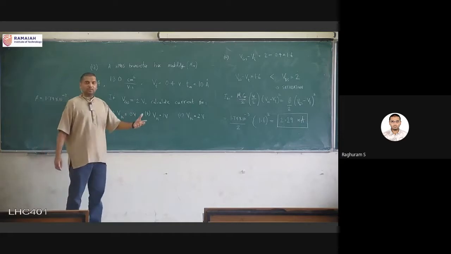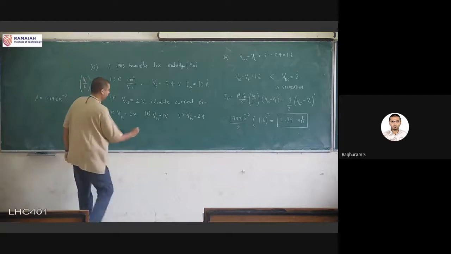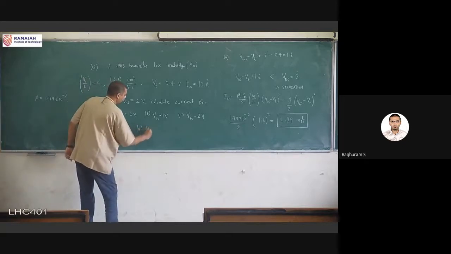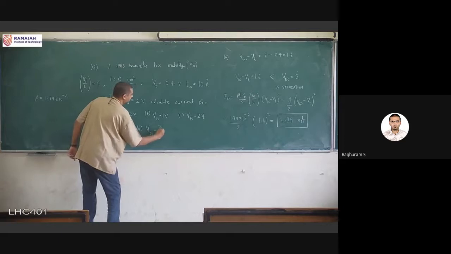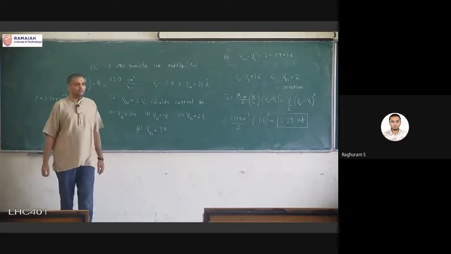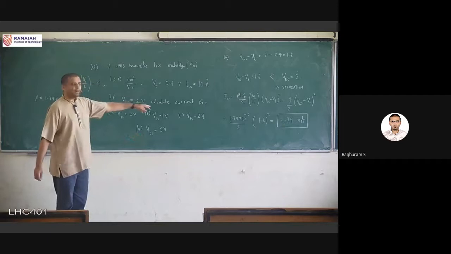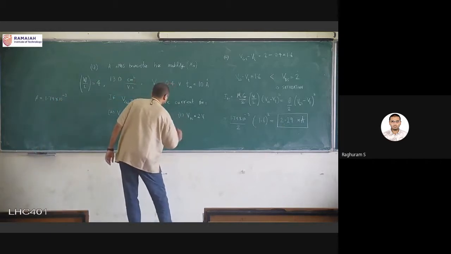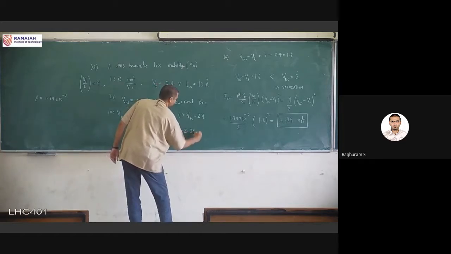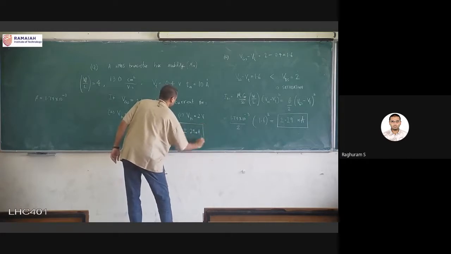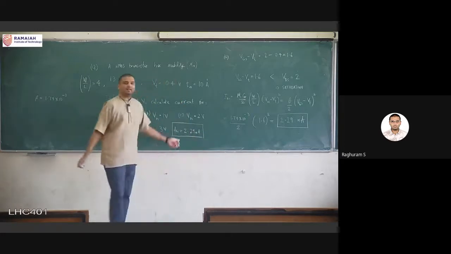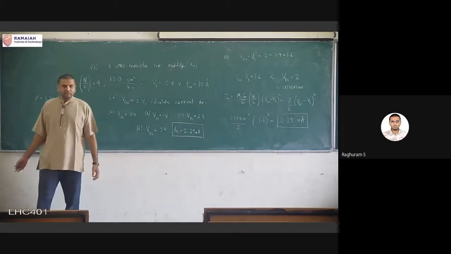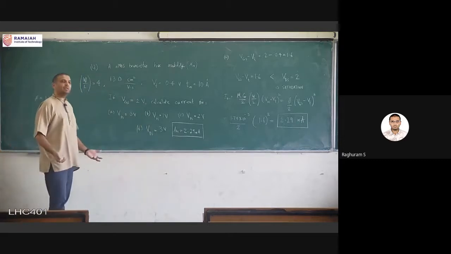Suppose your problem is having one more part, D, VDS equal to 3 volt. After doing this part C, for part D also I can write this directly. How can I write this directly without doing any calculation? Because that is the meaning of the saturation region.